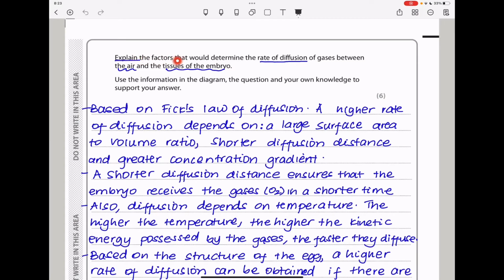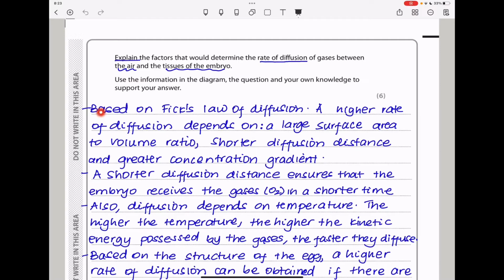They want us to explain the factors that will determine the rate of diffusion of gases between the air and the tissues of the embryo, and they want us to use the information in the diagram, the question, and our own knowledge to support the answer. So here I began by introducing the theory behind diffusion and what factors increase the rate of diffusion.